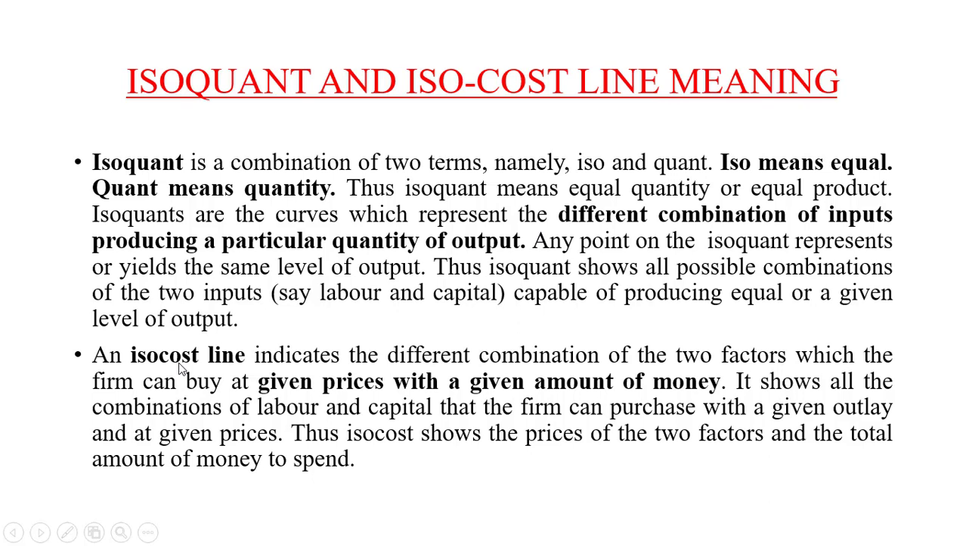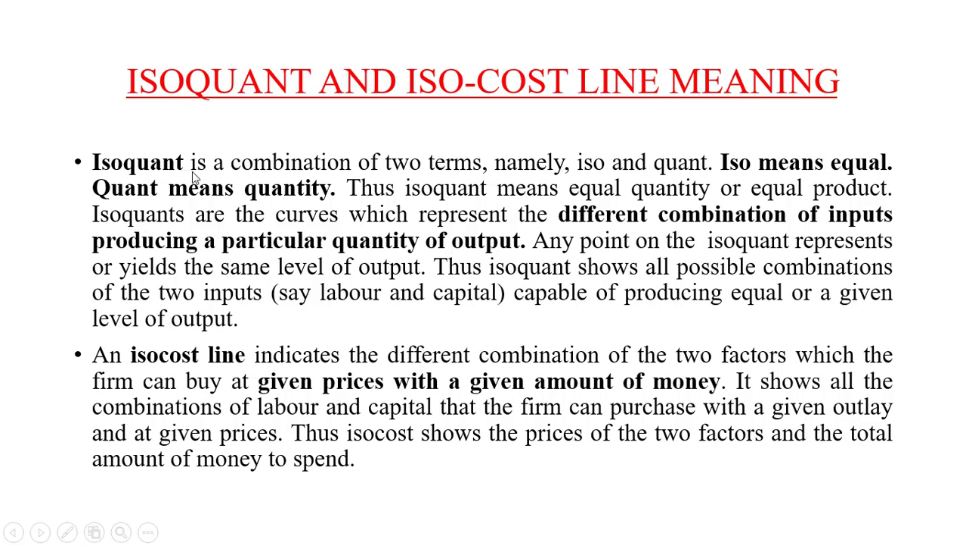So isocost line is the combination to buy the goods, that means the labor and the capital. To buy the factors, you can say. Factors will be a better word to say. Labor and capital, how much labor you need and how much capital you need to buy first, so that they can be used in the production and you can do the production in the future.